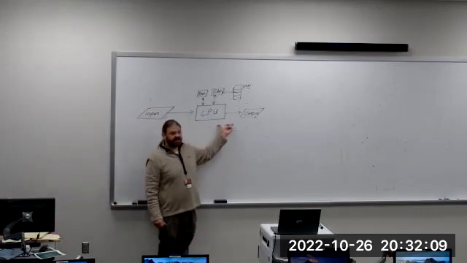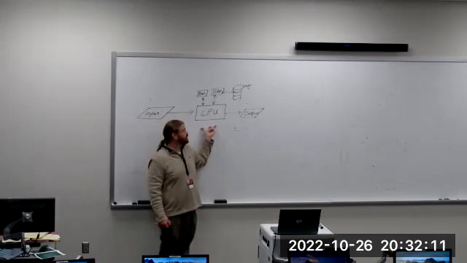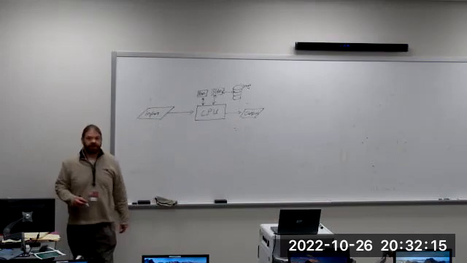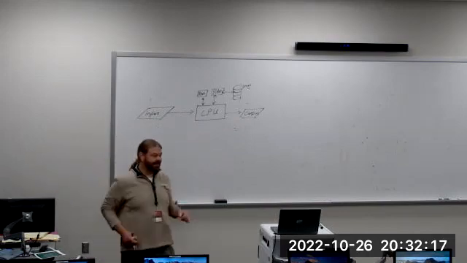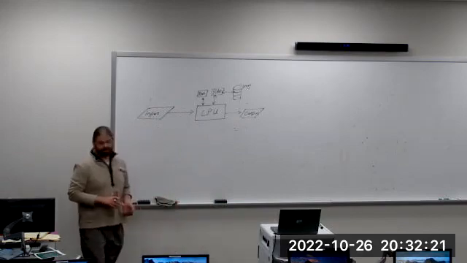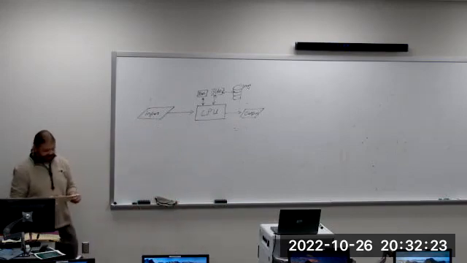Square boxes are for volatile storage. Parallelograms are input and output, and we will see lots and lots of those symbols throughout the semester as we go along, because that's one of the important ones for software developers.